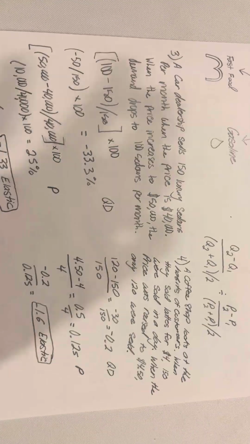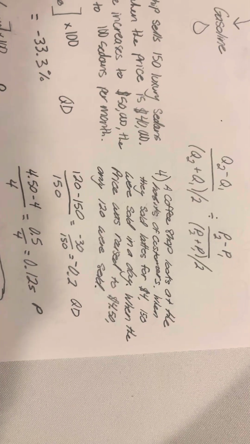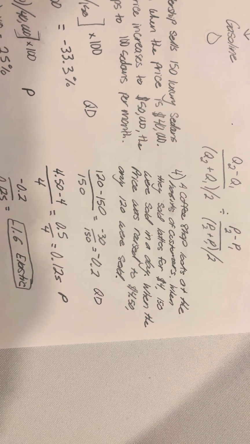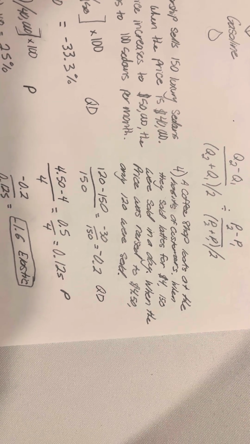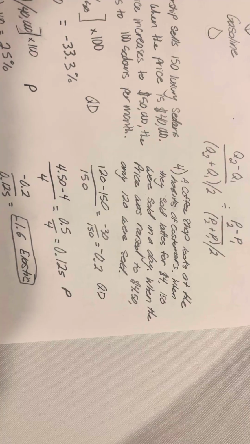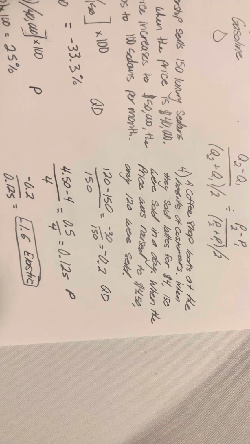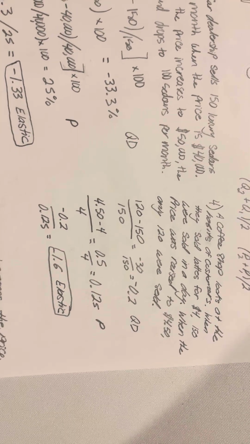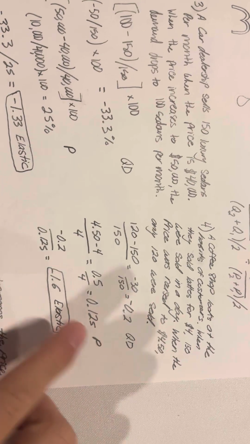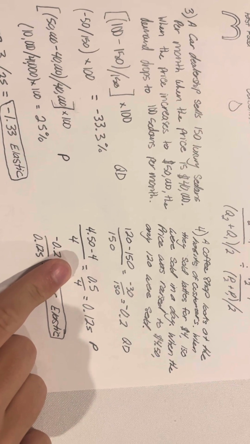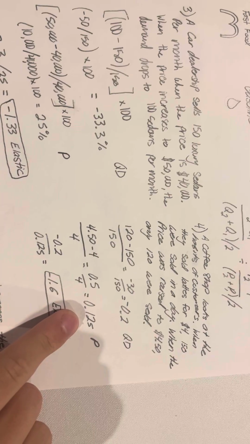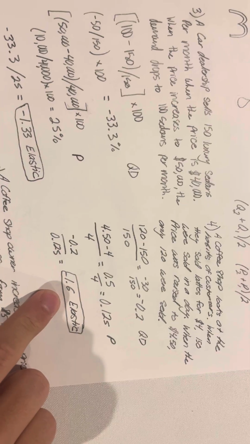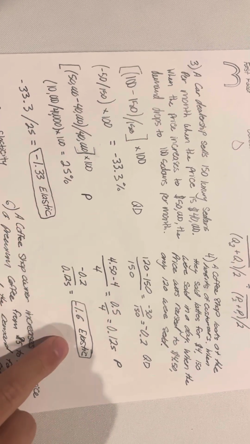Now let's look at a similar problem using the plug and chug method. So a coffee shop looks at the habits of customers. When they sold lattes for $4, 150 were sold in a day. When the price was raised to $4.50, only 120 were sold. So you have 120 minus 150 over 150, which gets us to negative 0.2. And then 4.5 minus 4 divided by 4 gets us to 0.125. Now if we divide those numbers together, we get negative 1.6. Now, like the last problem, it is negative, so it is also elastic.